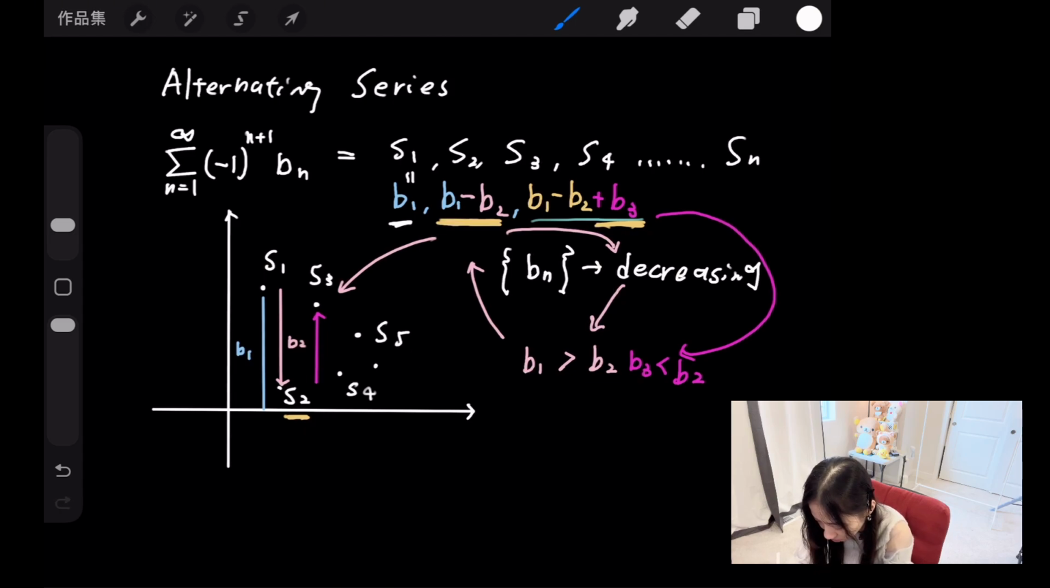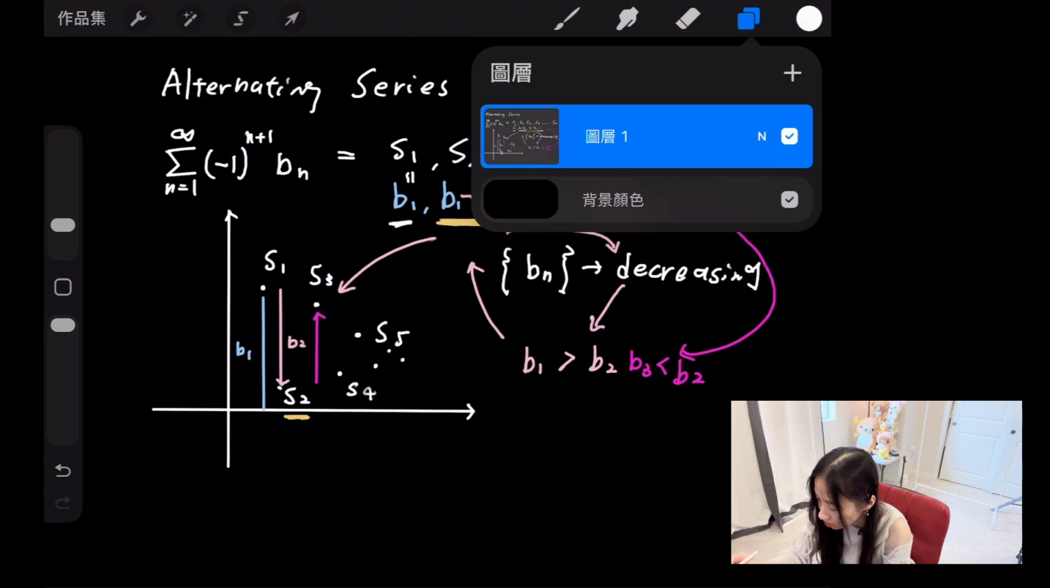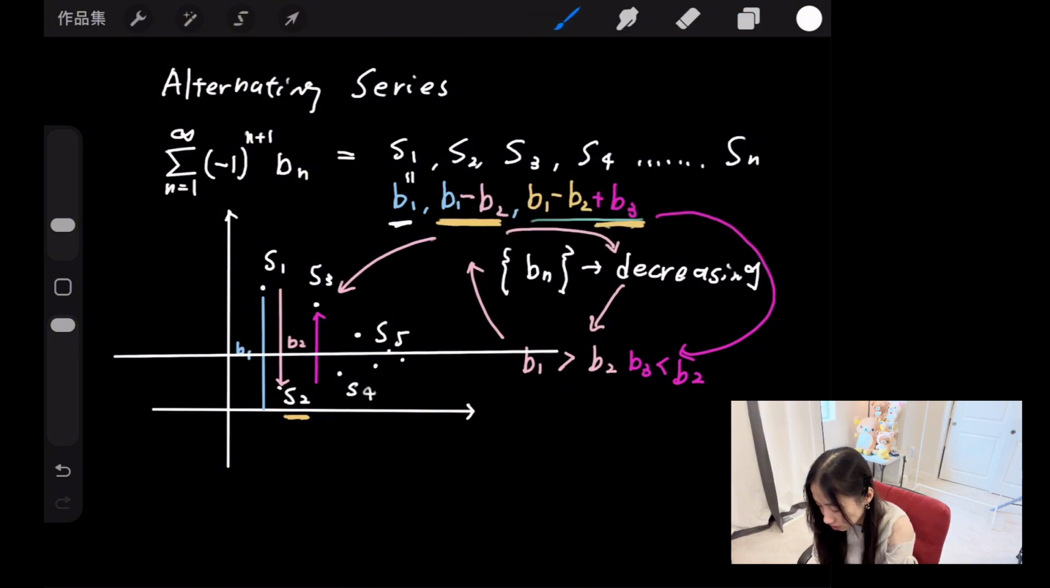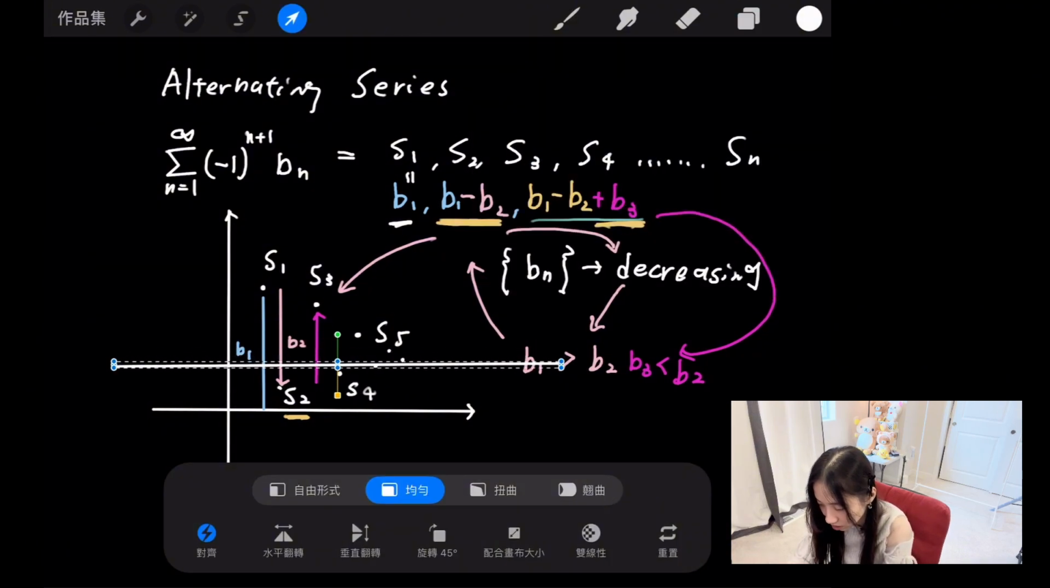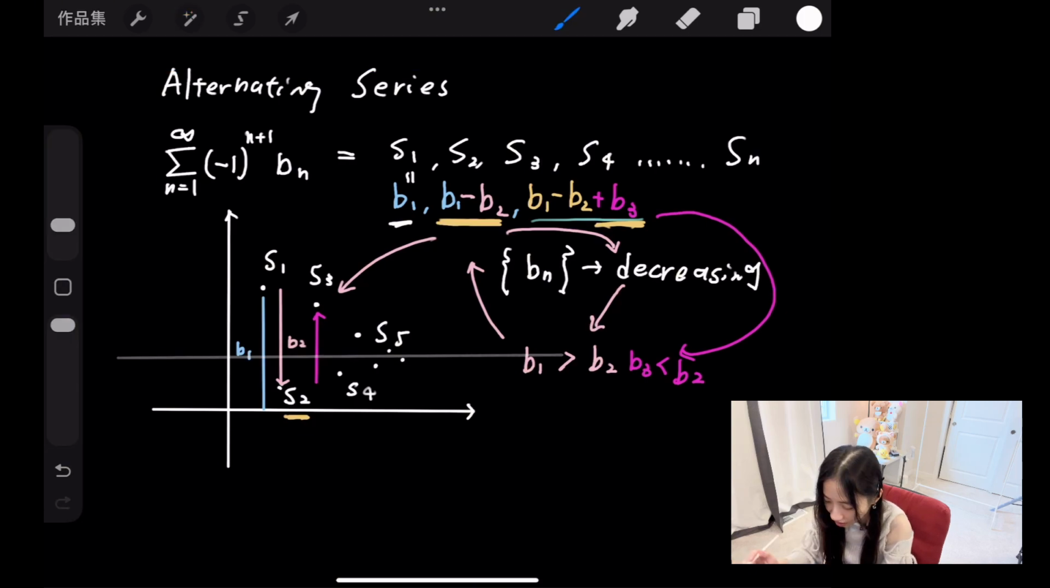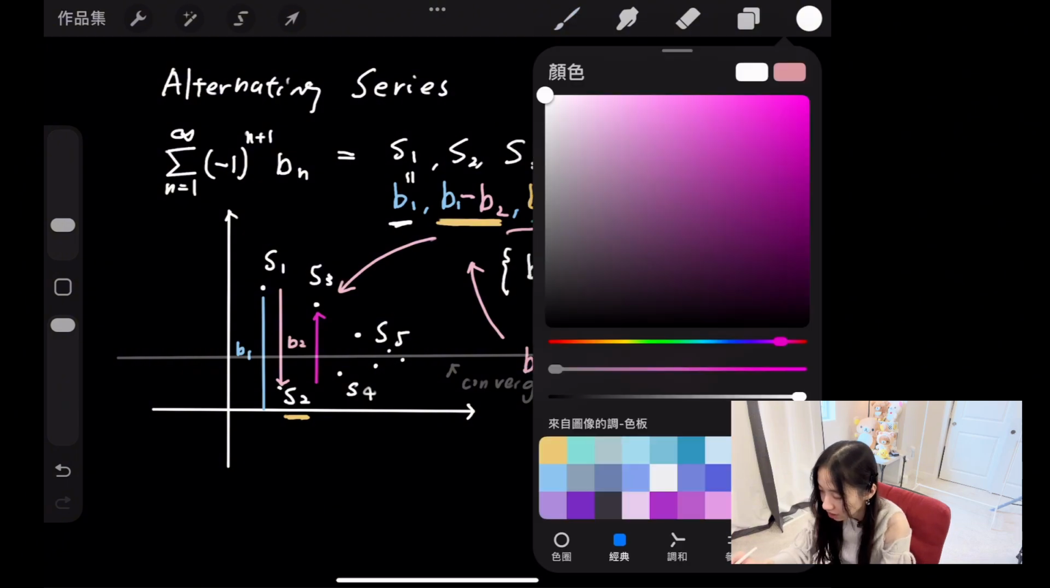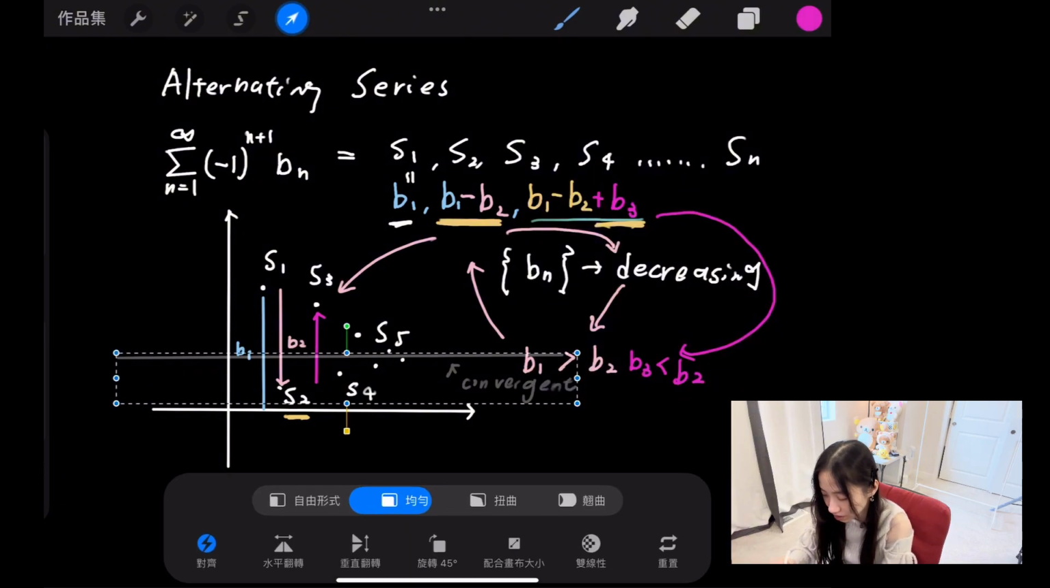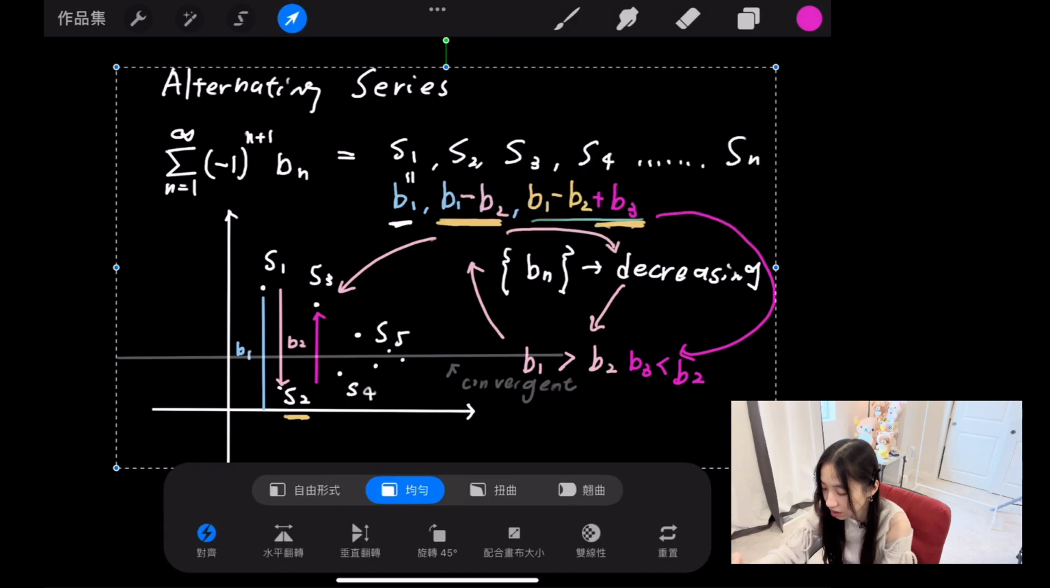Oh, this is wrong. Okay, this one. Let's draw an imagined line here. I'll move it, don't worry. Okay, change the transparency. So actually it will converge to this value. So we have a conclusion here. Let's make it smaller.